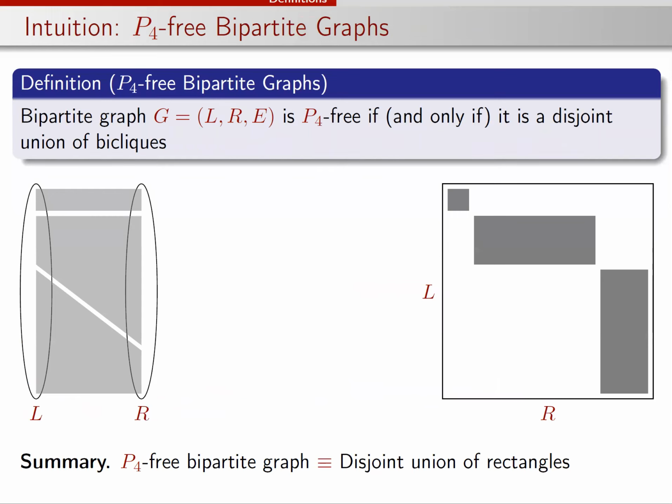And here is some intuition for P4-free bipartite graphs. A P4-free bipartite graph can be thought of as a disjoint union of bicliques. For instance, the picture on the left is a disjoint union of 3 bicliques, and each shaded region represents a biclique. Intuitively, if looking at the adjacency matrix, a P4-free bipartite graph is a disjoint union of rectangles. And matchings, star forests, and bicliques are some special cases of P4-free bipartite graphs.